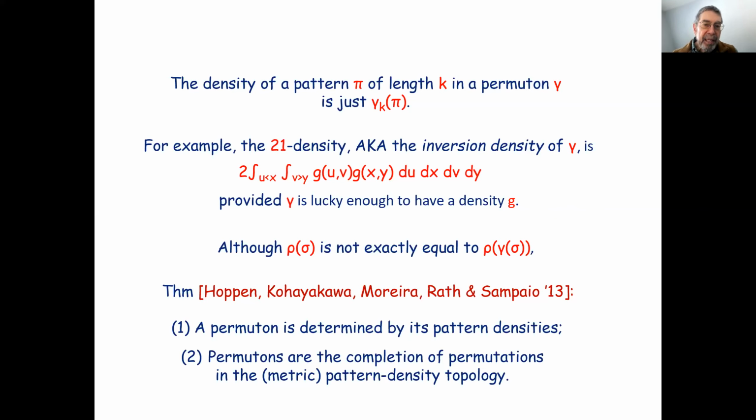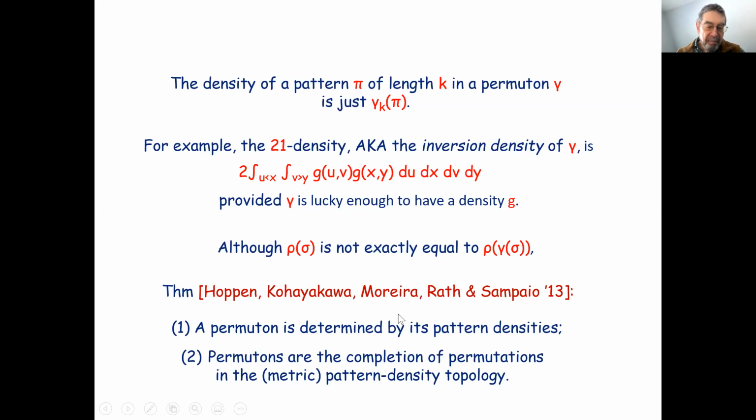As I mentioned before, permutons are exactly the completion of permutations in this pattern density topology. So if you want to make a metric out of the pattern densities, you can say that to measure the distance between two permutations, you first look at their 1 2 and 2 1 densities and ask that they're close. Then you look at the densities of length 3 and ask, are they close, and so forth. And you can weight these things by the inverse powers of 2 or something.